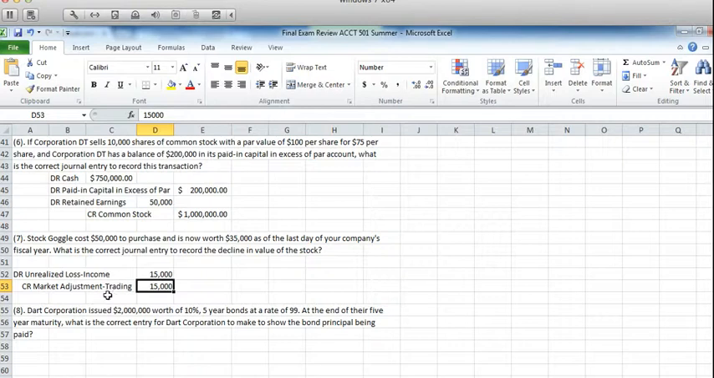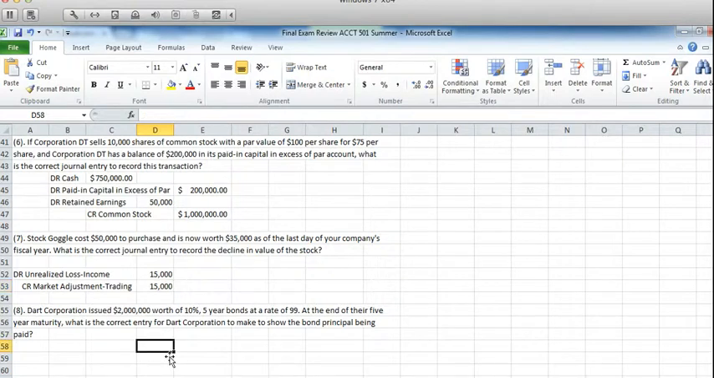And then right here, this account, market adjustment trading, just shows me that this is a trading security. Stocks are generally always considered trading securities because they're very easily tradable and often not kept as a long-term investment. So that's just to distinguish that from, say, something like a bond that you're more likely to keep for over a year.